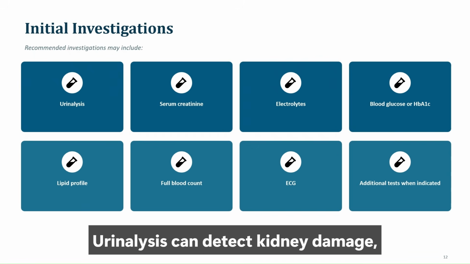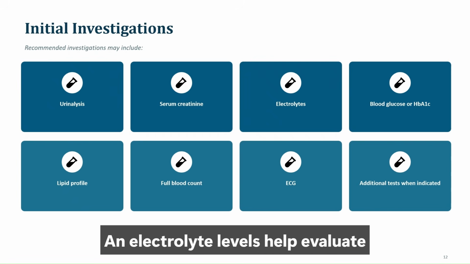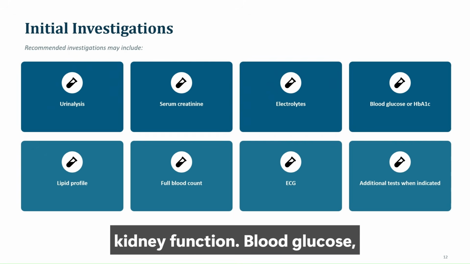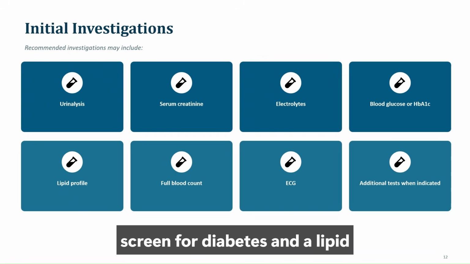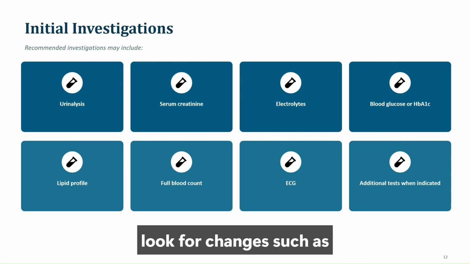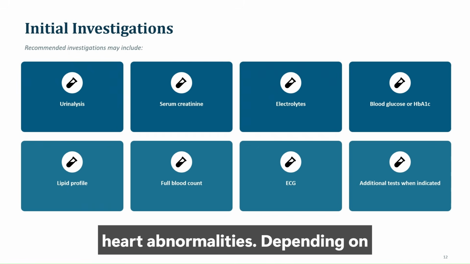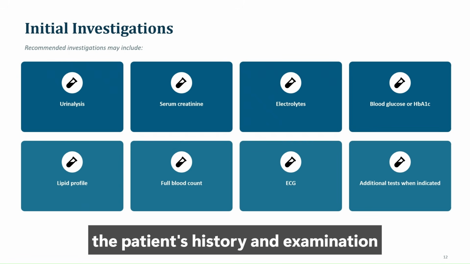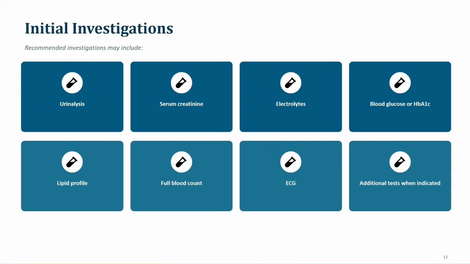Urinalysis can detect kidney damage, while serum creatinine and electrolyte levels help evaluate kidney function. Blood glucose or HbA1c is used to screen for diabetes, and a lipid profile helps to assess cardiovascular risk. A full blood count provides baseline information, and an ECG is used to look for changes such as left ventricular hypertrophy or other heart abnormalities. Depending on the patient's history and examination findings, additional investigations may also be required.